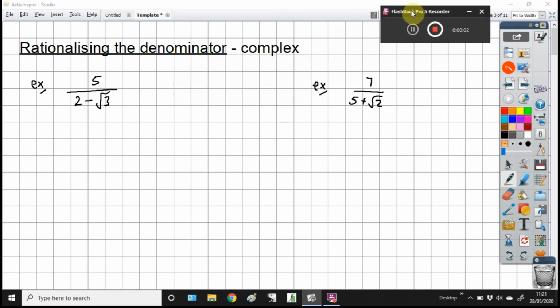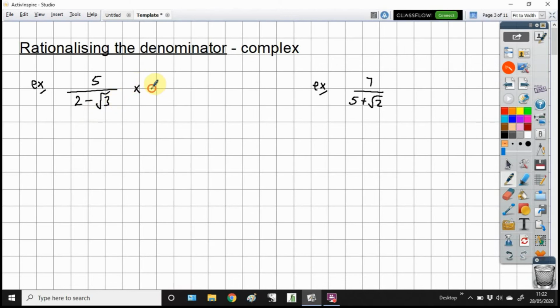We're now going to look at a more complicated version of rationalising the denominator. Let's take this example here. We're to rationalise the denominator on 5 over 2 minus root 3. Now the basic principle is the same. We still need to get rid of the surd in the denominator. We still don't mind if we get a surd in the numerator at the end, that's fine. But the denominator is now more complicated than examples we've looked at in the past.